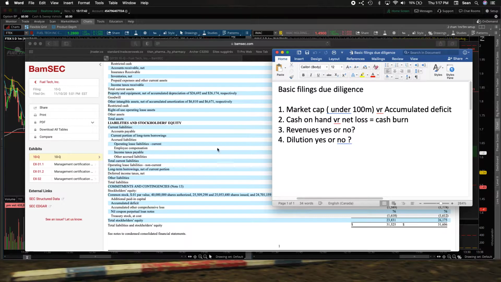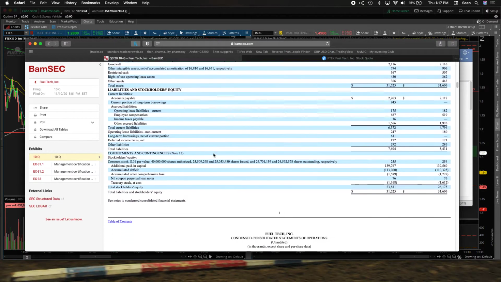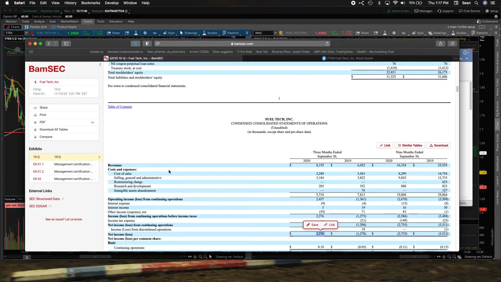Do they have revenues? Let's go up here, come down to the second window here. Revenues, cost of sales. Well, they're making revenues, okay? They're making 8 million here. So, red flag off the bat.